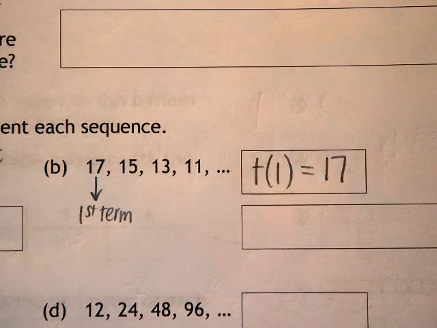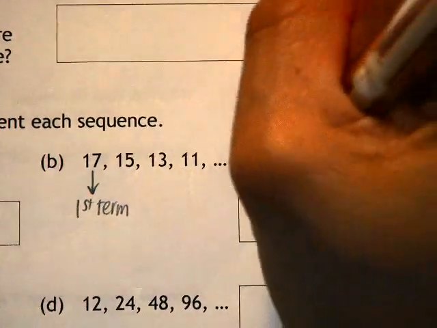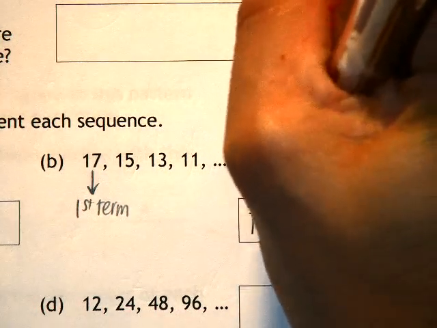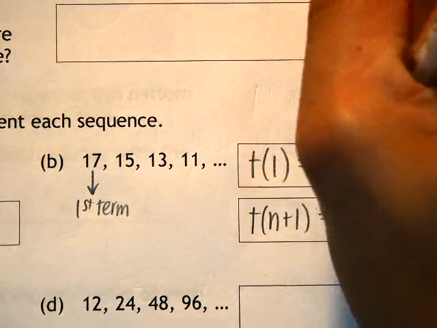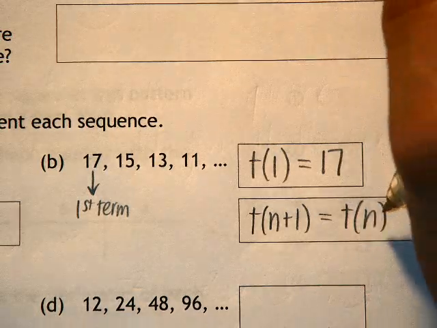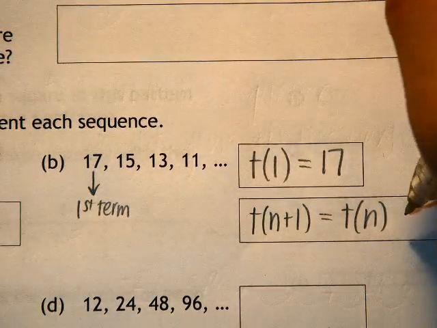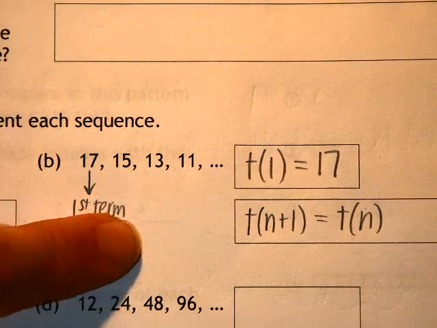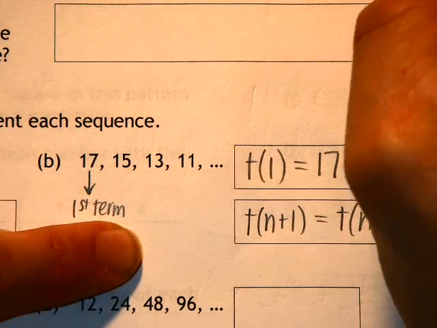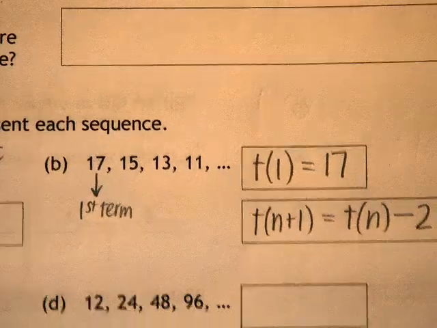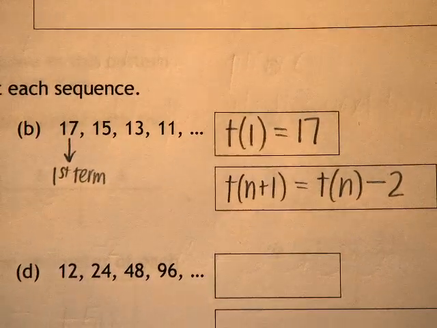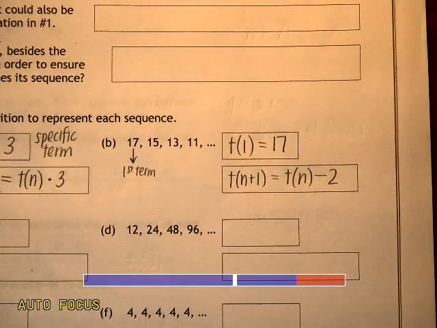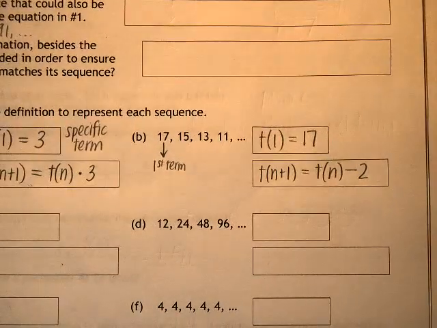Notice first term is always called t of 1. Then we could write t of n plus 1 equals t of n, because that's always the same. And then I'm just going to look at the pattern really quickly. 17, 15, 13, 11. Looks like it's subtracting by 2, so subtract 2, and there's my equation. So it goes pretty quickly once you know what to write. It definitely goes a lot faster once you know what you're doing.